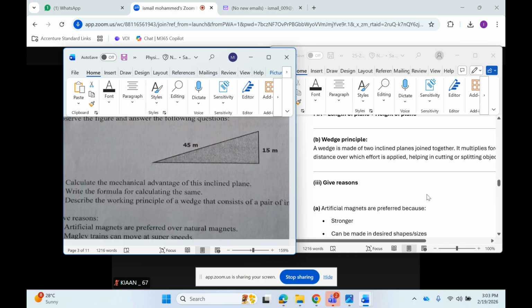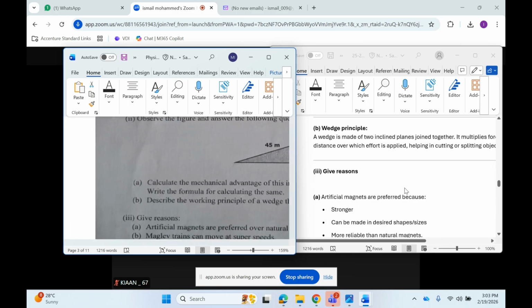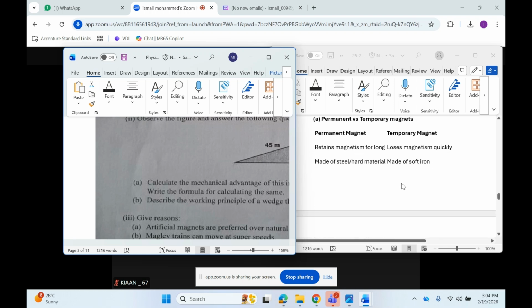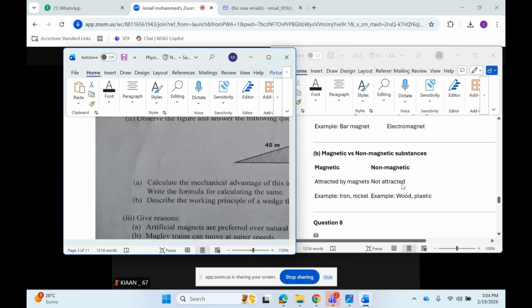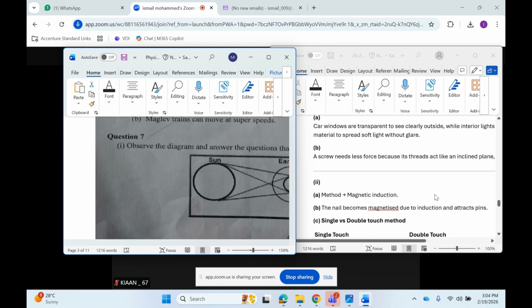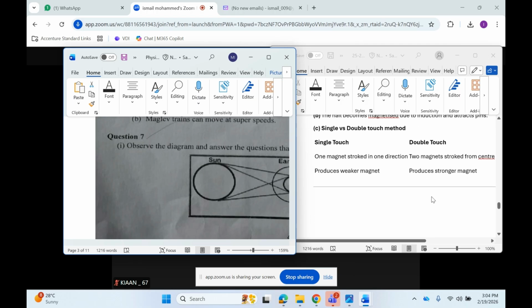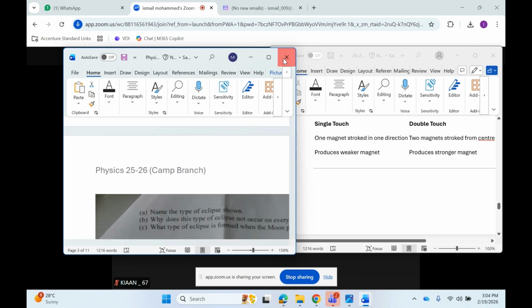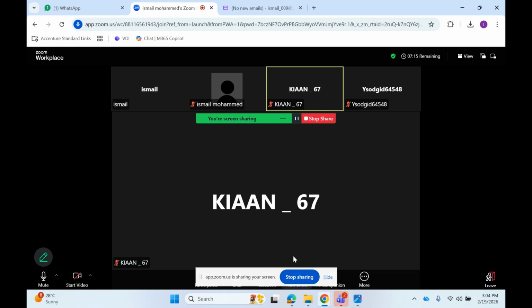Then the wedge principle is given. The answers are here, just go through these answers. I will share this one, the same one. Single touch, double touch also is there. This is 25, 26. I think we can stop here. 23, 24 also I will share the questions. You can go through them, or if you still want, I will conduct one more session on that.